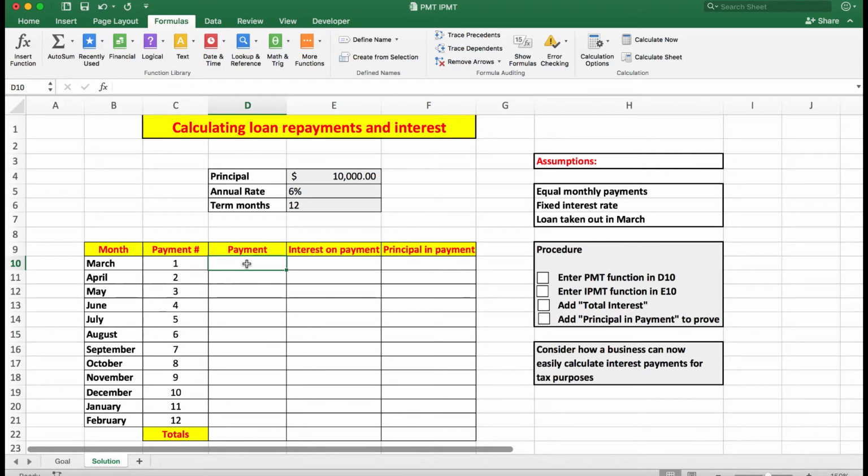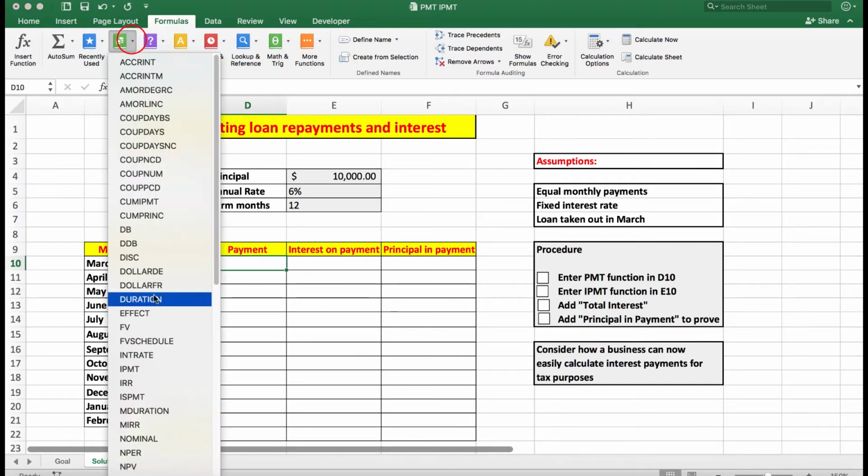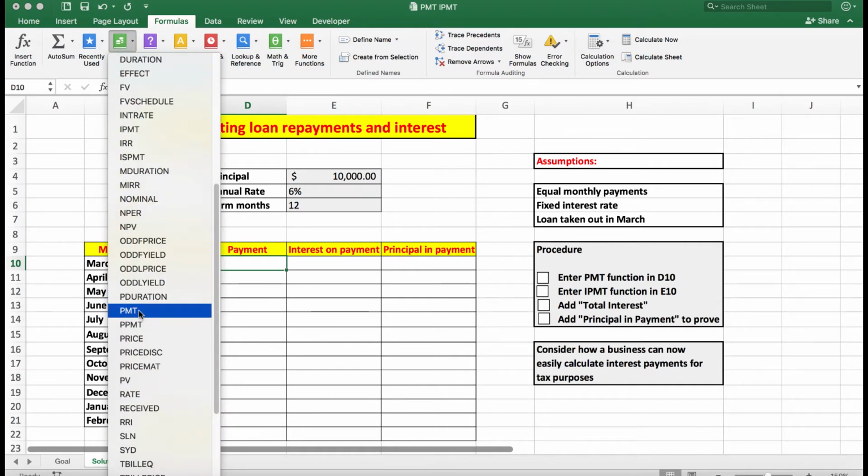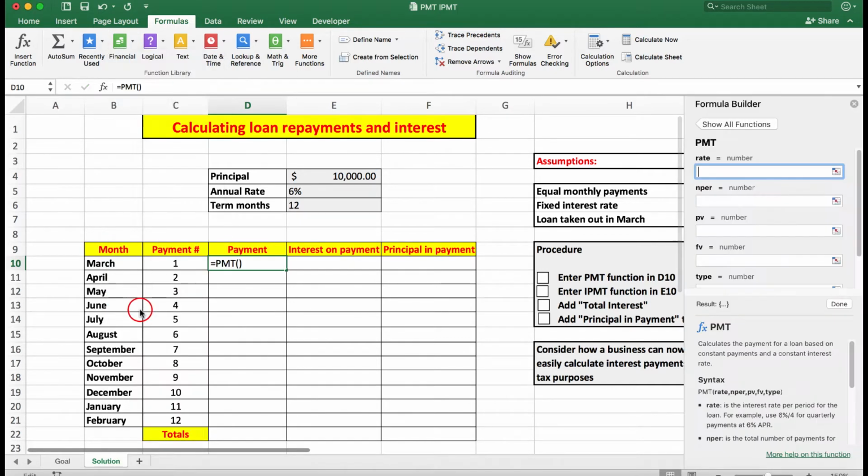Well, what I do, I click in the cell, of course, where I want the answer, and then in the formulas tab I use the drop down list and scroll down to the payment function, because what that does, it shows me the formula builder over on the right hand side, which makes creating the formula, in my opinion, just that little easier.